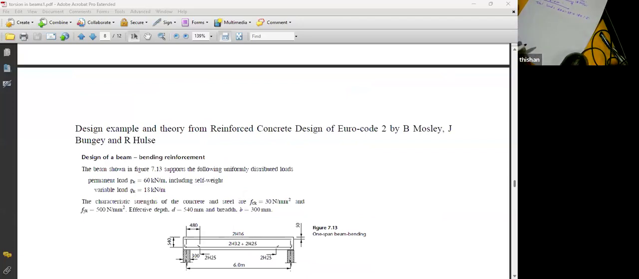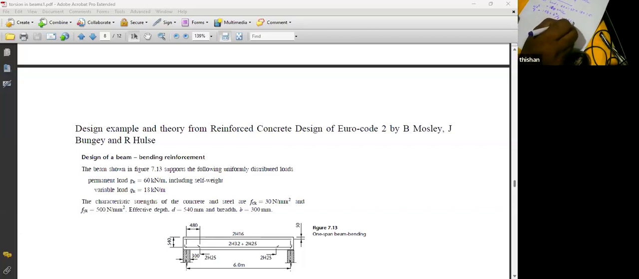60 into 1.35 plus 18 into 1.5. What is the answer? 108 kilonewtons per meter, all right. Then you get wL squared over 8, that is 108 into 6 squared divided by 8. That is 486.